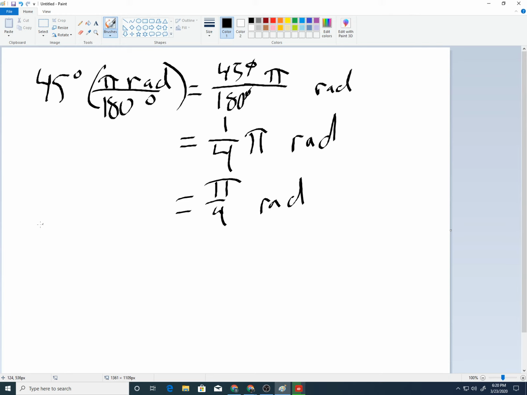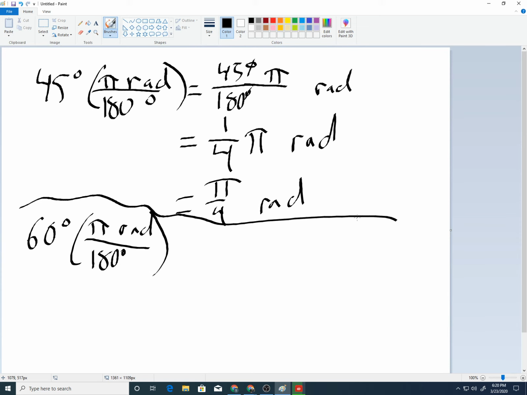Another problem here, let's say we want to take 60 degrees and convert it. Same idea, pi radians over 180 degrees. And we are going to end up, our degrees will cancel. 60 divided by 180 is the same thing as 1 divided by 3. So our final answer here is going to be pi over 3 radians.